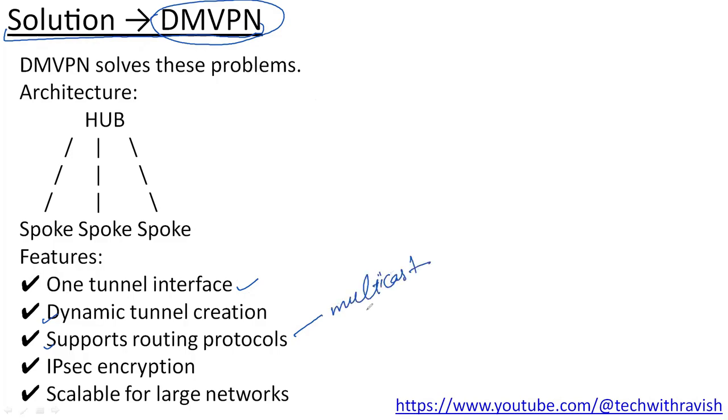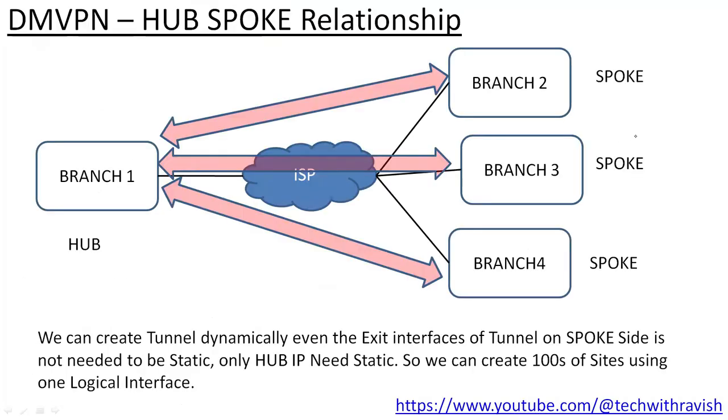Multicast is supported. If anyone is not aware of multicast, please go through my EIGRP video as well as the OSPF video, where I explained multicast very well. It also supports encryption. It is scalable for large networks. Okay, now let's talk about it further. So this is how the hub and spoke, or DMVPN, works.